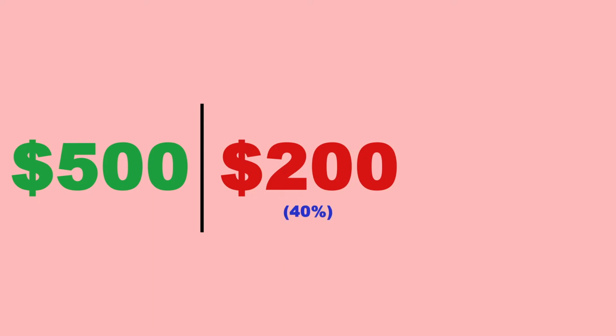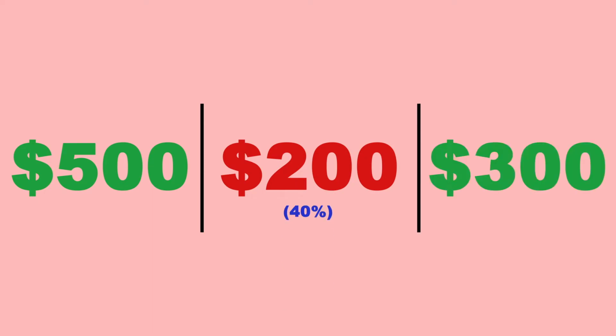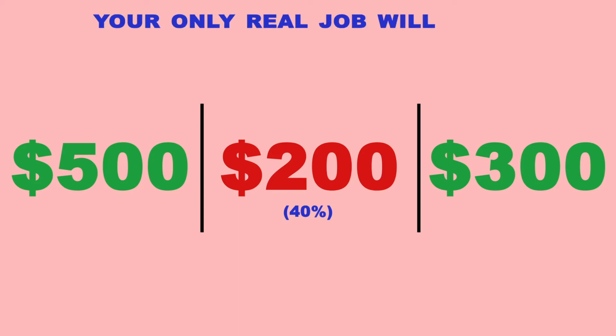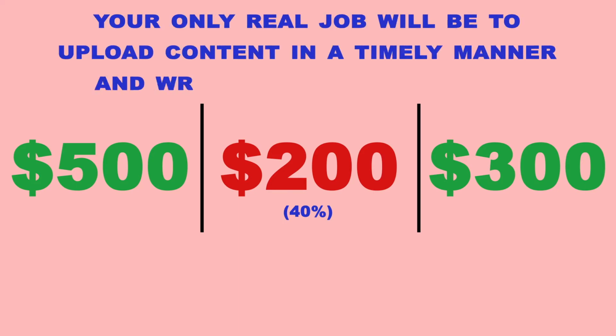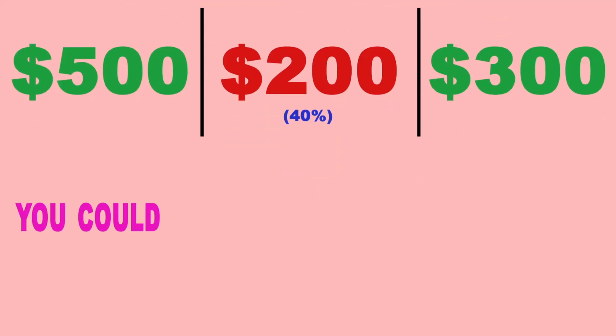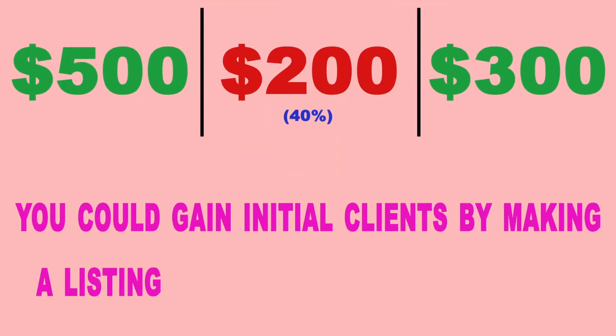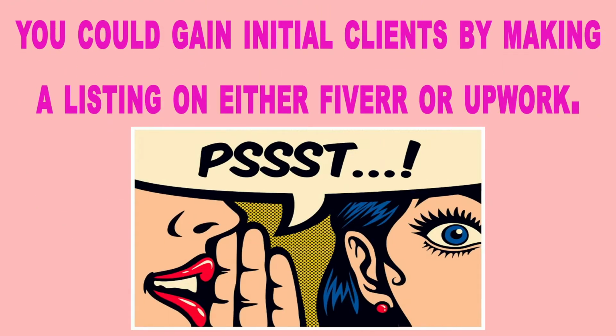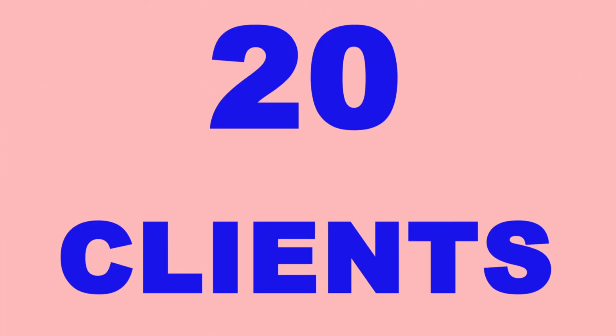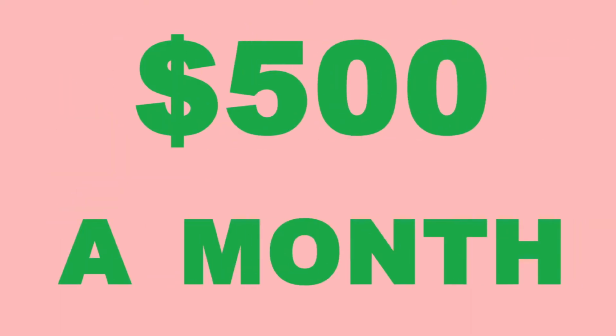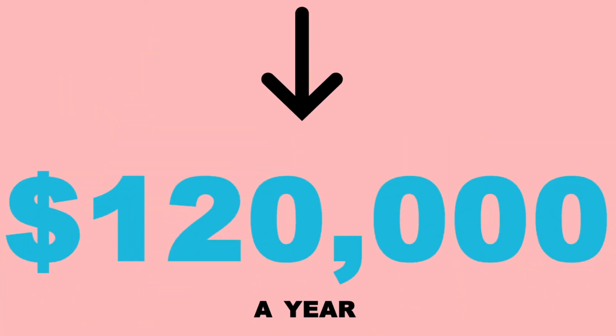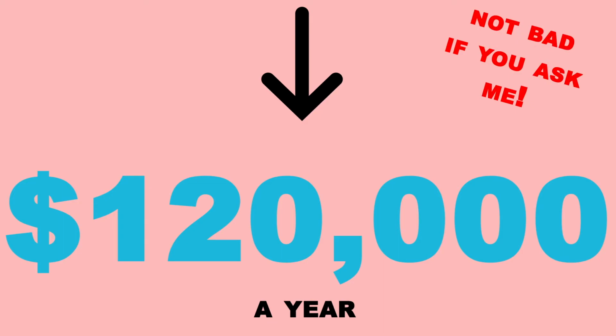Let's say you charge $500 a month for this service. You give around $200 or 40% to your third-party content editor. The rest of the $300 you're keeping for yourself. Your only real job will be to upload content in a timely manner and write captions. That's it. You could gain your initial clients by making a listing on either Fiverr or Upwork. After you get the ball rolling, you'll get clients through word of mouth. If you have just 20 clients paying you $500 a month, you'll be making $120,000 per year. Not bad if you ask me.